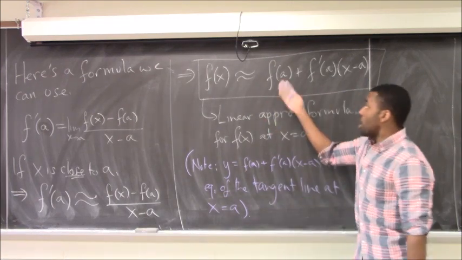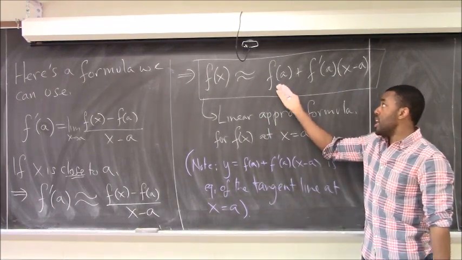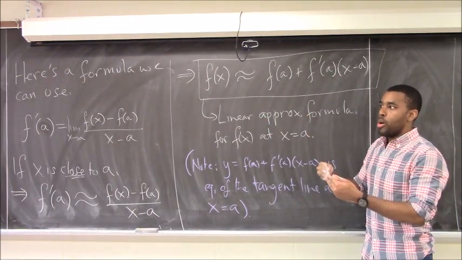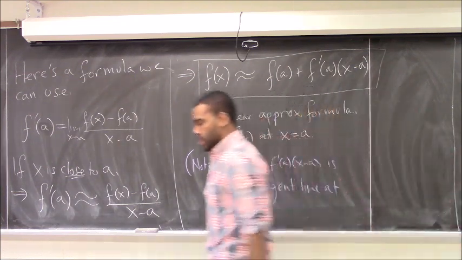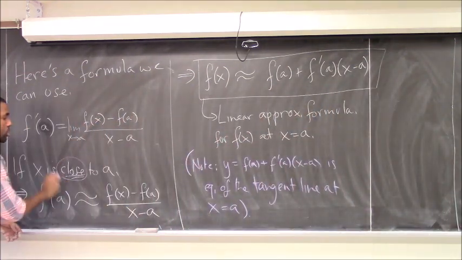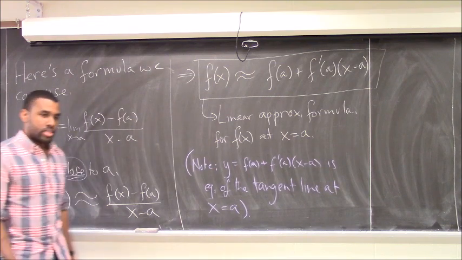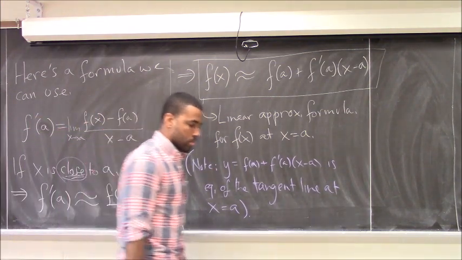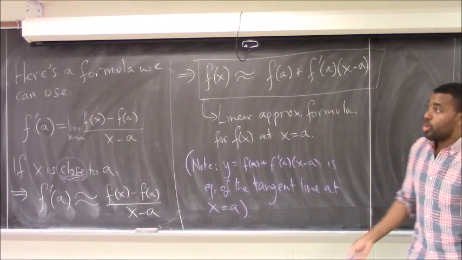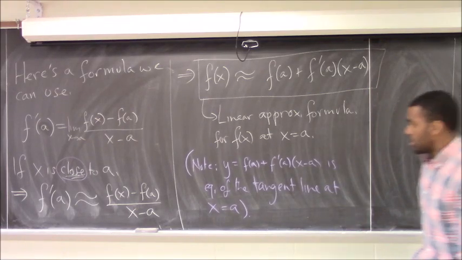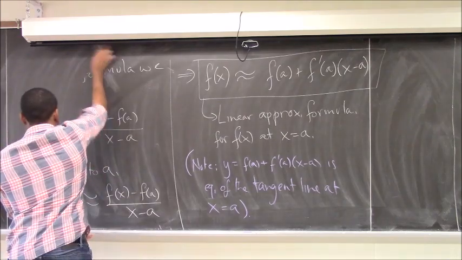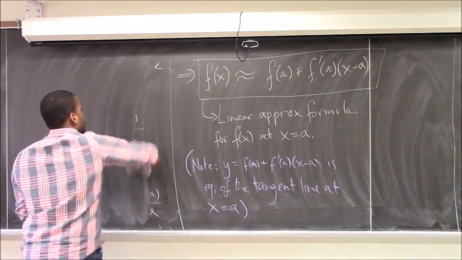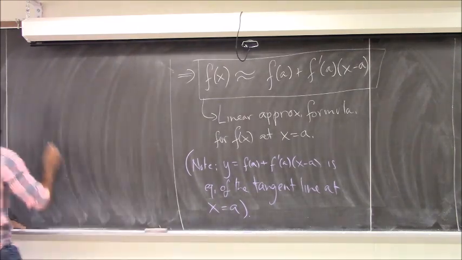So if I know what's going on at the point a, I know its value, I know its slope, I can figure out what's going on at some point away from a, provided it's close. Because the limit gets better when you're inching close to something. So the closer you are, the better this approximation gets. That's also something I should probably write down.